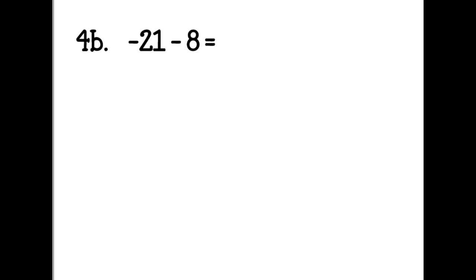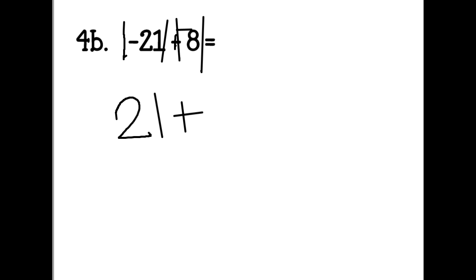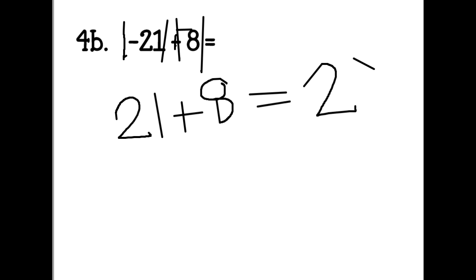Here I have negative 21 minus 8. So I add the opposite, so I make it plus a negative 8. So I have negative 21 plus negative 8. So when they're the same sign, I add their absolute values. So I take 21 plus 8, and I get 29. And since they're both negative, my answer is going to be a negative 29.